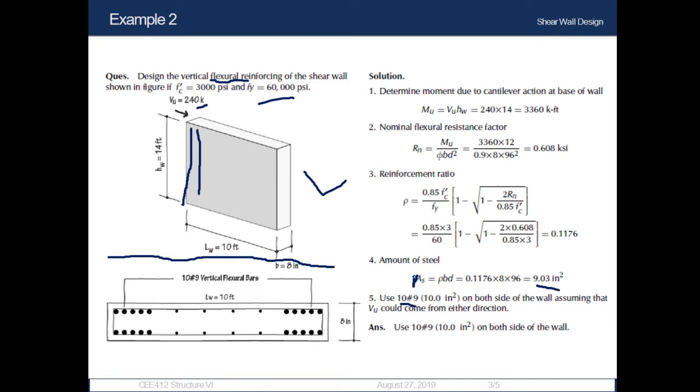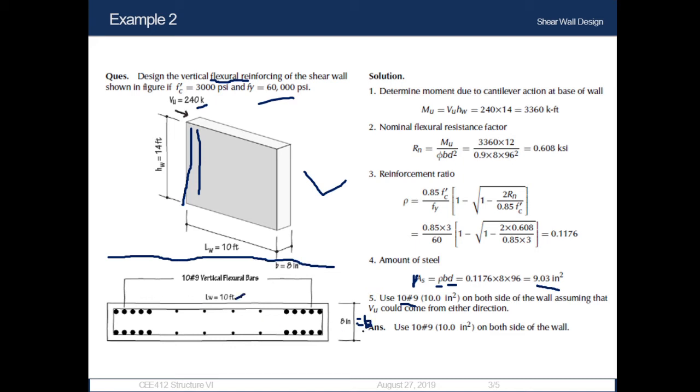In order to calculate the amount of steel, which is denoted by As, we need to know the reinforcement ratio, which is rho, and the gross cross-sectional area. That means the cross-sectional area of this section. So we can see here that this is the width or thickness b, and this is b, and this is the lw.